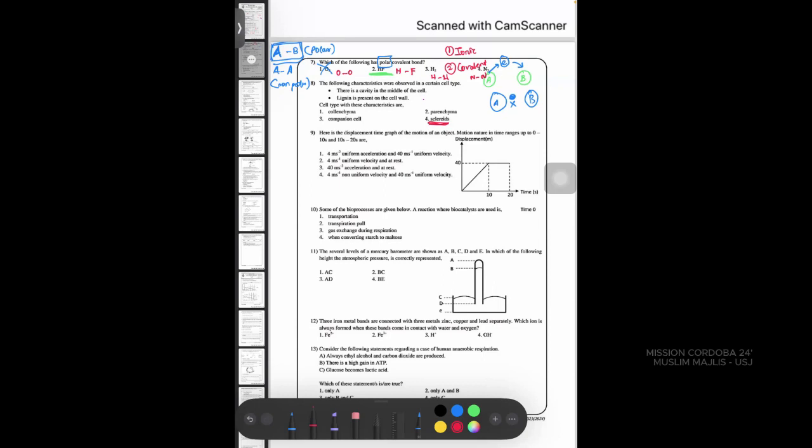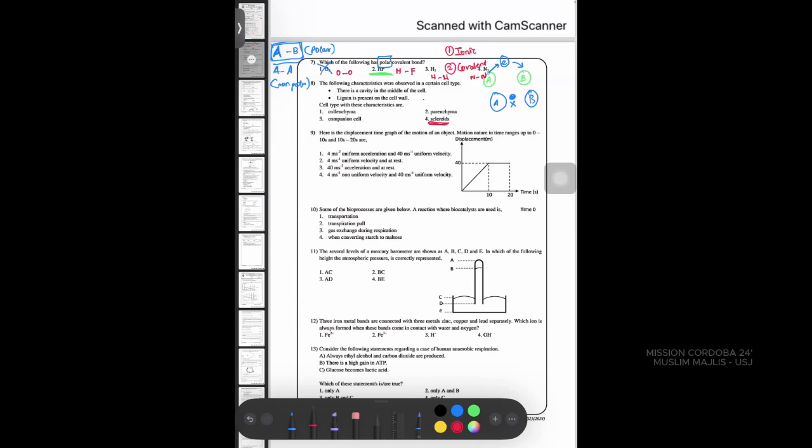Even if you don't know, let's say I'm doing this MCQ for the first time. These are the tricks I'm telling you all. I don't know about the cavity in the middle of the cell, maybe I didn't study, but I know that lignin means sclerenchyma. So you look at the four answers, there is only one answer with sclerenchyma. Therefore your answer will be answer number 4.